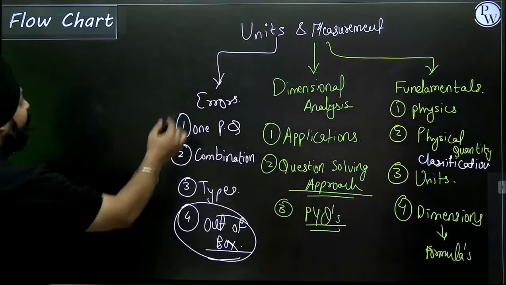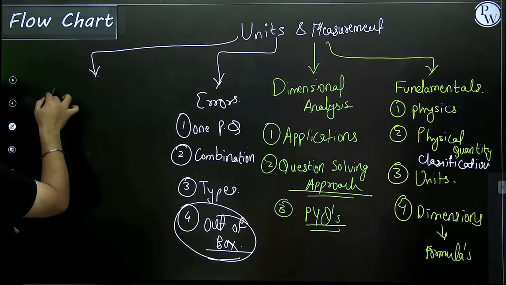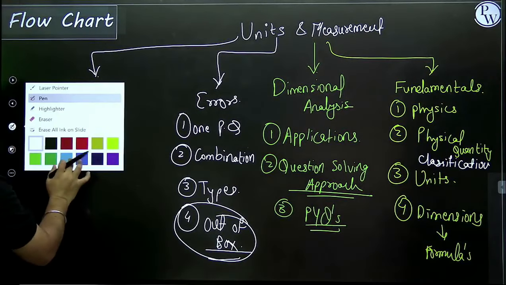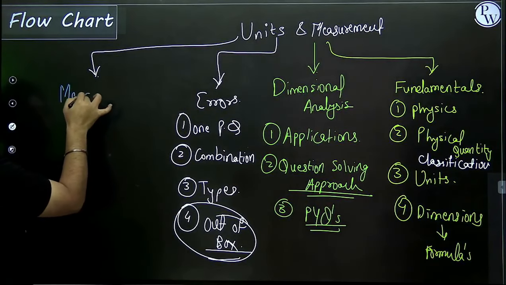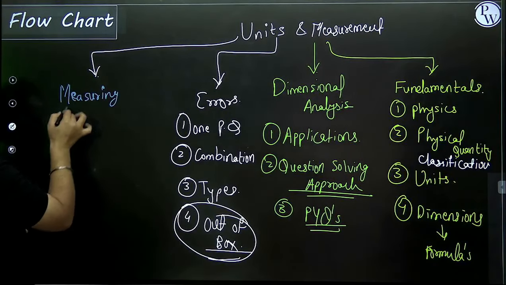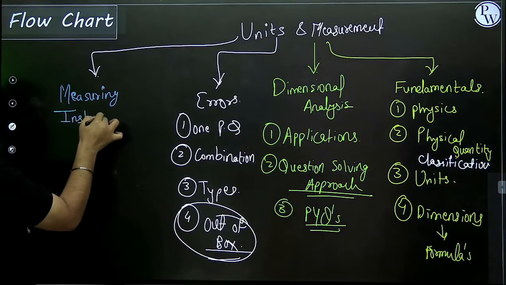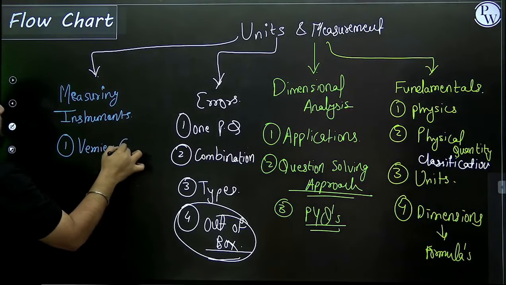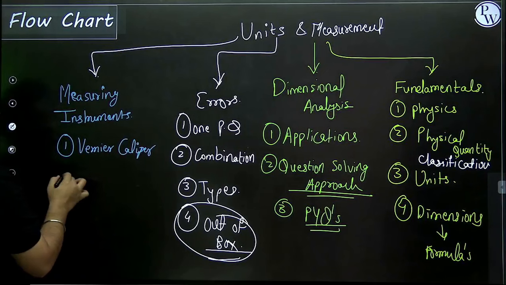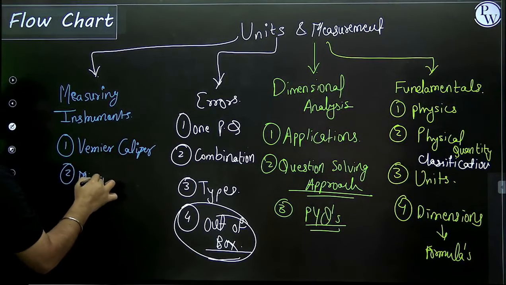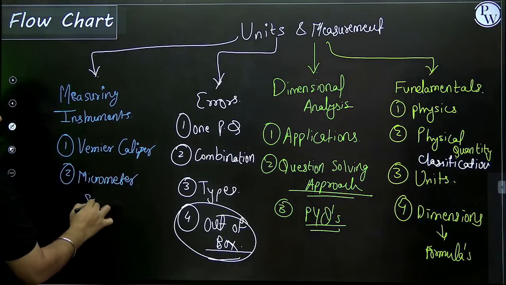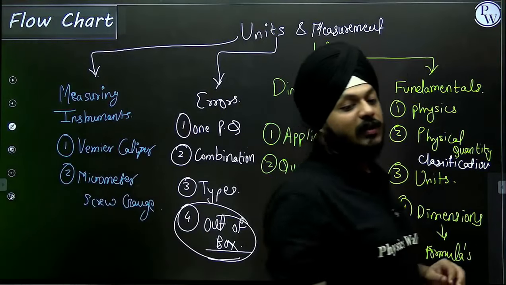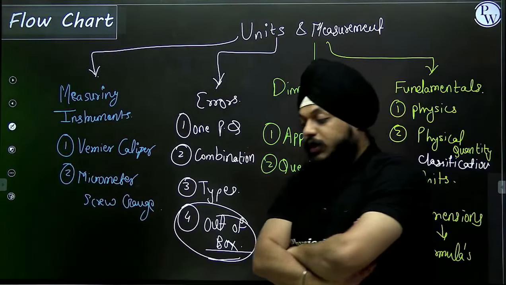Apart from errors, we have the Vernier caliper, or in another sense we can say directly the measuring instruments. For these measuring instruments we have two things: the Vernier caliper, and second, the micrometer screw gauge. So this is the flowchart of units and measurement.